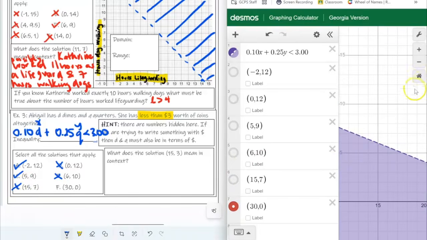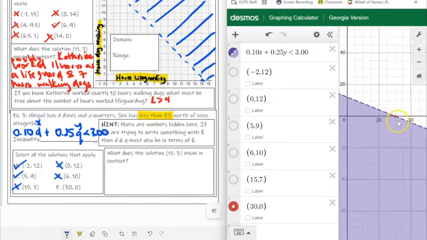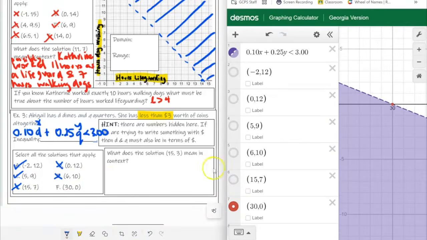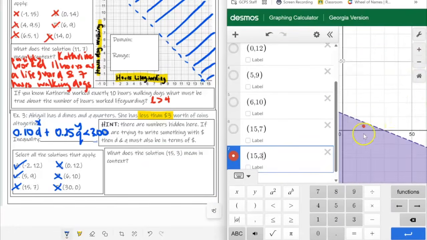30, 0, again click home, zoom out if it doesn't work. Okay, there it is, zoom back in so that you can look. That looks like it's right on the dotted line, and we don't include the dotted line, so this does not work. Okay, final question. What does the solution 15, 3 mean in context? So let's go ahead and put 15, 3. Let's just make sure that is a solution. All right, zoom out. All right, that is a solution.